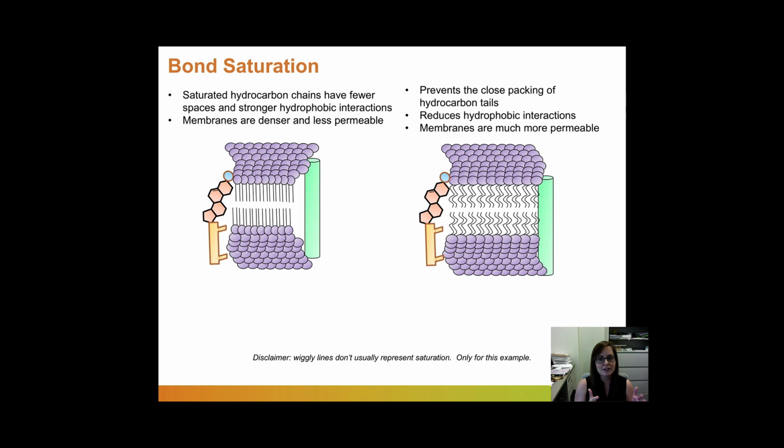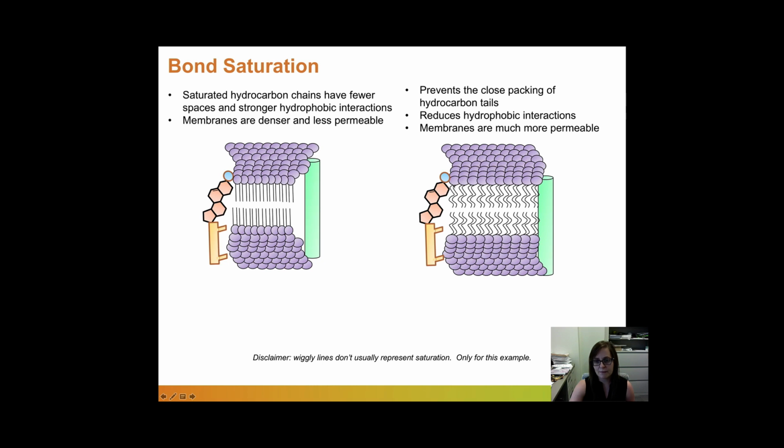If you put this into a membrane, a phospholipid bilayer, and all the lipid tails are saturated, so they're straight, there are fewer spaces and stronger hydrophobic interactions between them. And so the membranes are denser and less permeable. So if you have straight tails, saturated hydrocarbons in those tails, the membranes are less permeable.